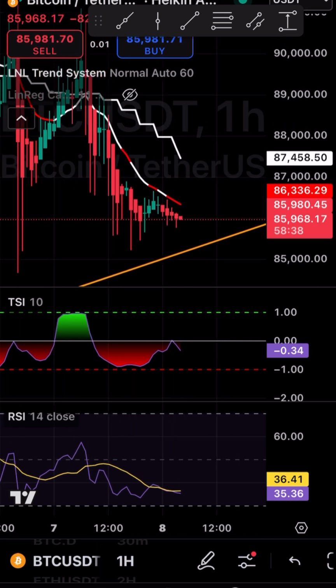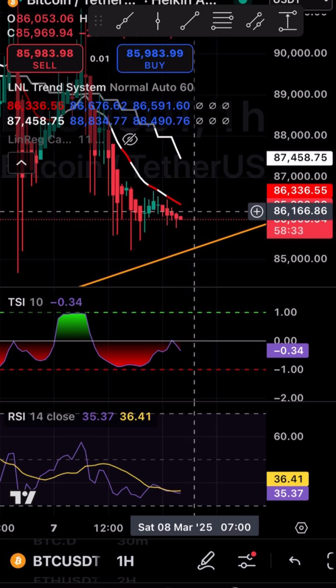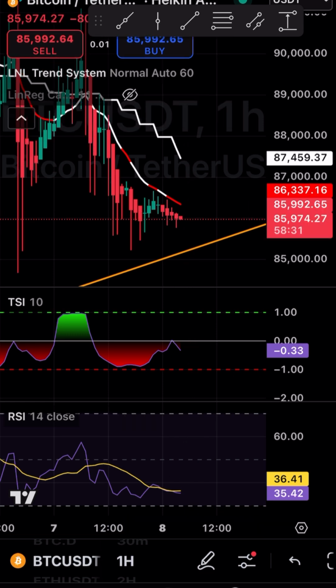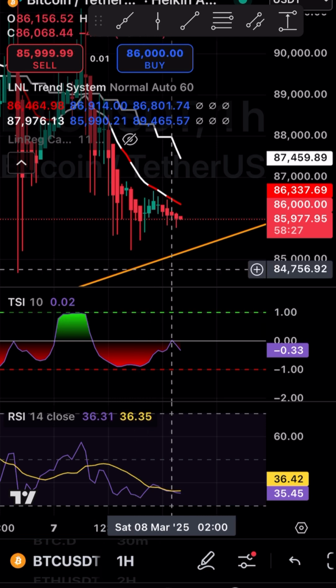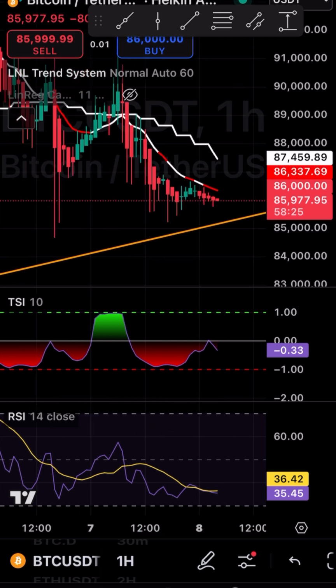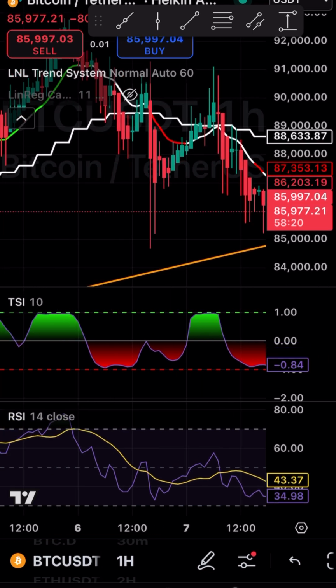So right now we do have room to come down before it crosses and it comes back up. I got in a little too early because the trend strength index faked me out. You'll get better results if you follow the LNL trend system first and wait for the crosses.